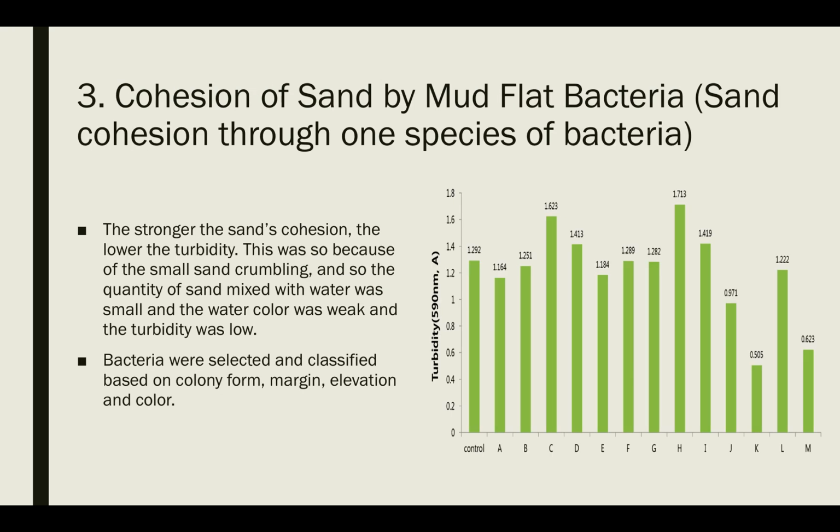I examined whether the sand's cohesion increased by the bacteria by comparing the turbidity of the water after inoculating the mudflat bacteria in the sand and flowing the water. Bacteria A, B, E, J, K, L, and M, whose turbidity was lower than the control which was not treated with bacteria, each showed values of 1.164, 1.251, 1.184, 0.971, 0.505, 1.222, and 0.623 respectively. Therefore, bacteria A, B, E, J, K, L, and M were likely to play an important role in increasing the sand's cohesion in the sand environment.